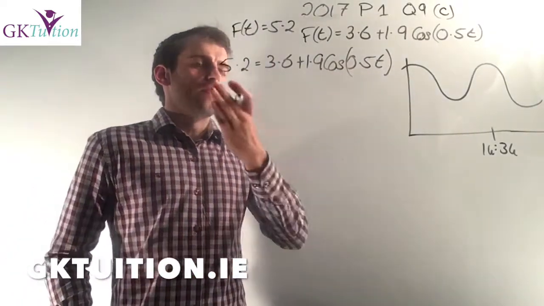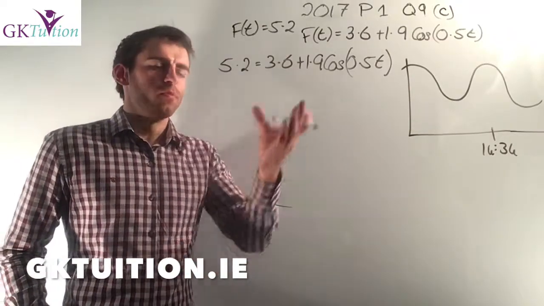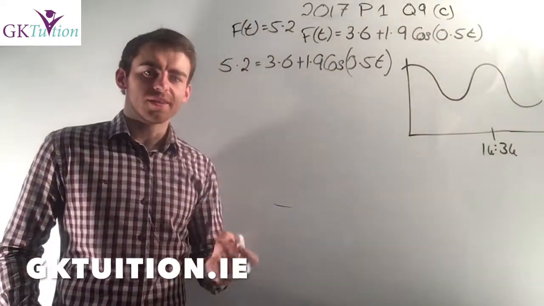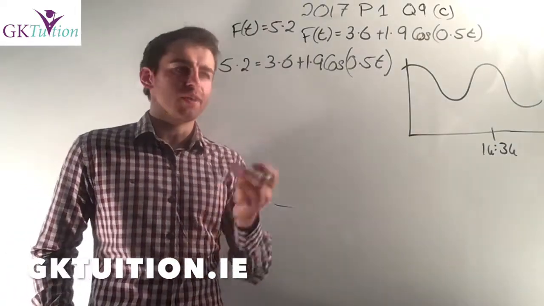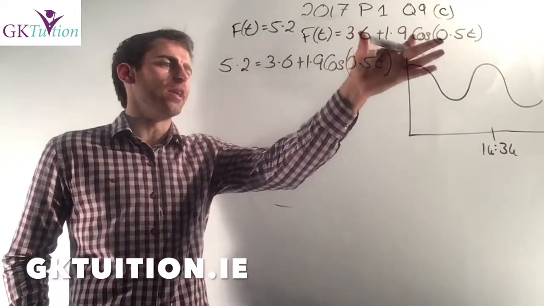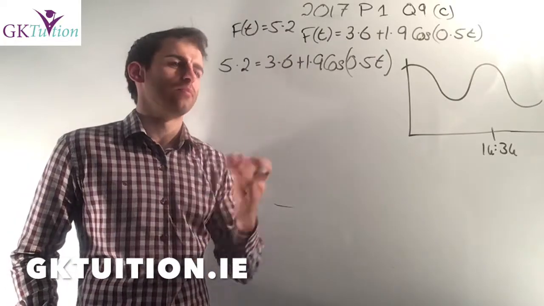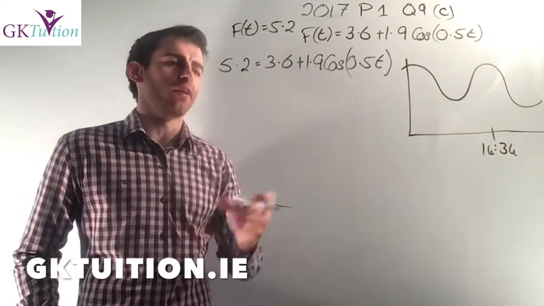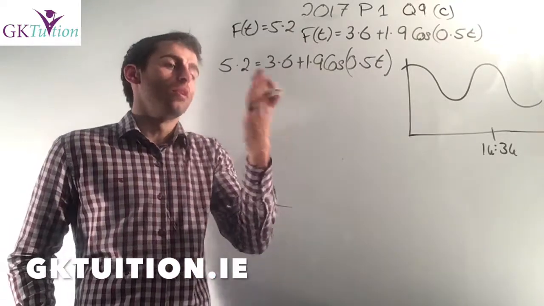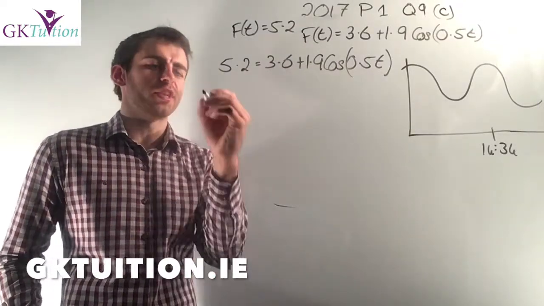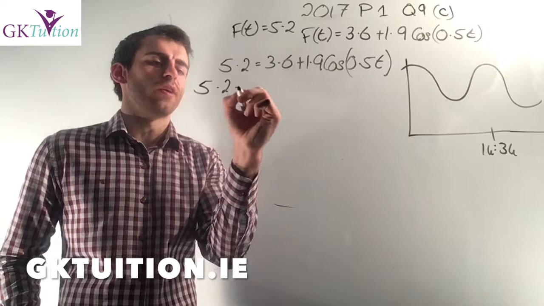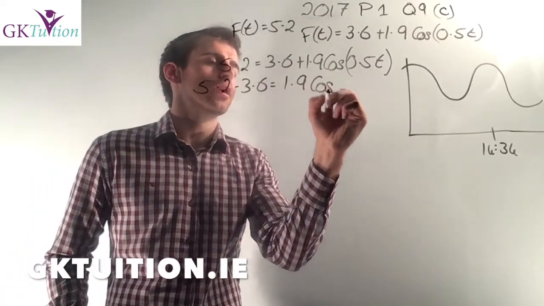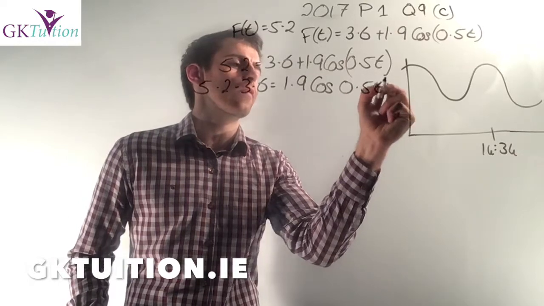So clearly, I've got one equation, one unknown, so if I work my way through this question, I'll solve it to find t. And that's going to tell me the time of day that the depth of water in the harbour is 5.2 meters. So the first thing I want to do is get my 3.6 out of the right hand side. In other words, I'm going to subtract 3.6 from both sides. So I'll get 5.2 minus 3.6 is equal to 1.9 times the cos of 0.5t.